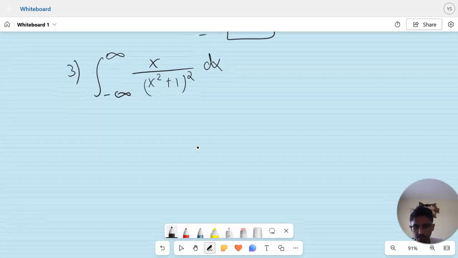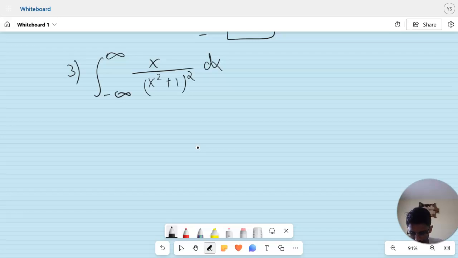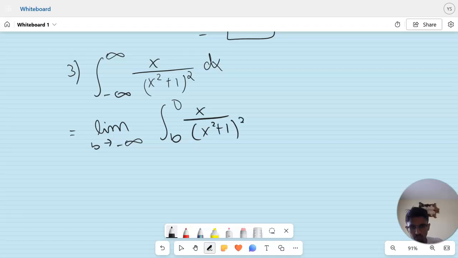Now, looking at the third case where we saw negative infinity to infinity, right? So what this is going to look like if we plug it into our formula: the limit as b goes to negative infinity, from b to, let's choose a value that's good to work with, 0 in this case, right? Since we're going from negative infinity, 0 is a good value to choose. We can really choose anything we want, but I feel choosing 0 will be easy to solve the integral.